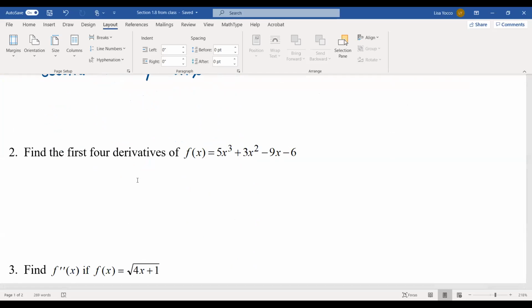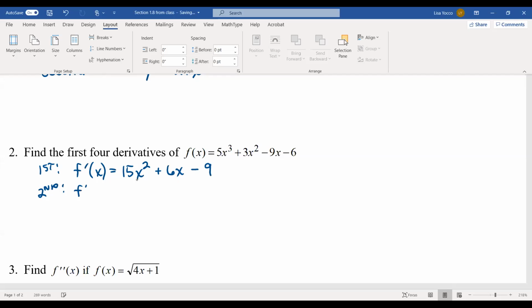Okay, for problem 2, we want to get the first 4 derivatives of the function given. So here's the first one, f prime of x. 3 times 5 is 15. Subtracting 1 from the power gives me x squared. 2 times 3 is 6. Subtracting 1 from the power leaves x to the first. And for minus 9x, the coefficient is minus 9. And then the minus 6, that's your constant, its derivative is 0. So that's your first derivative, nothing new there.